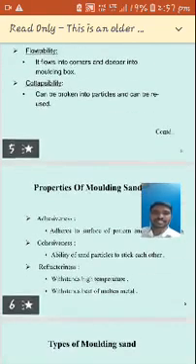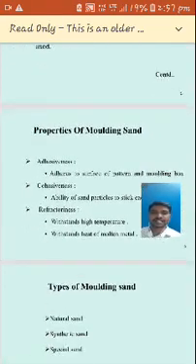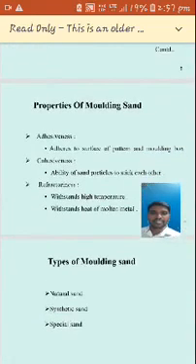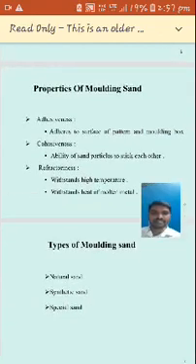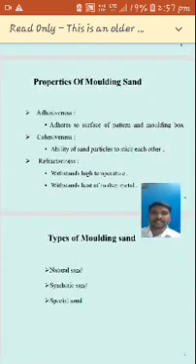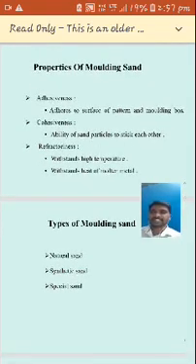Next is adhesiveness. Adhesiveness and cohesiveness are both relative terms. Adhesiveness means the molding sand adheres to the surface of the pattern and molding box. This is the sticking nature, where the sand sticks to the molding box surfaces. So the complete mold will stay there.